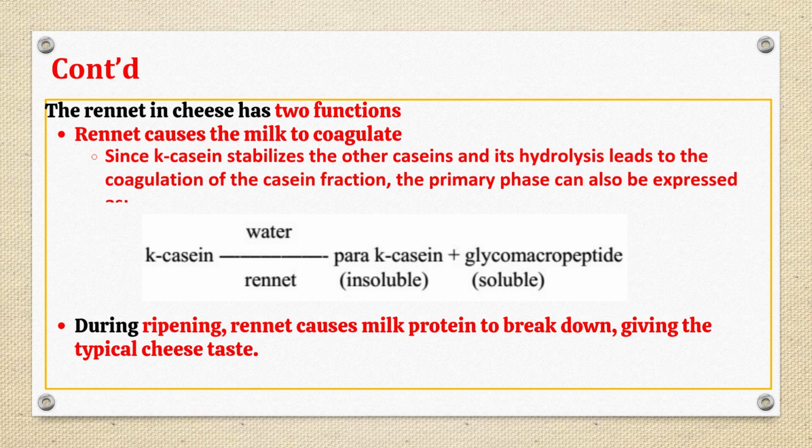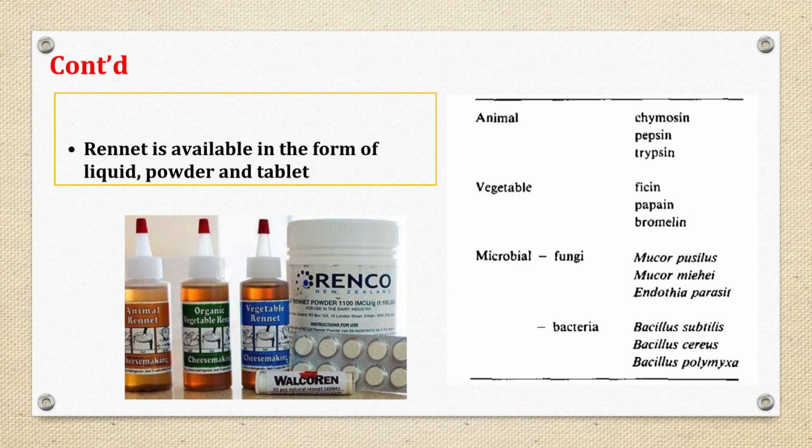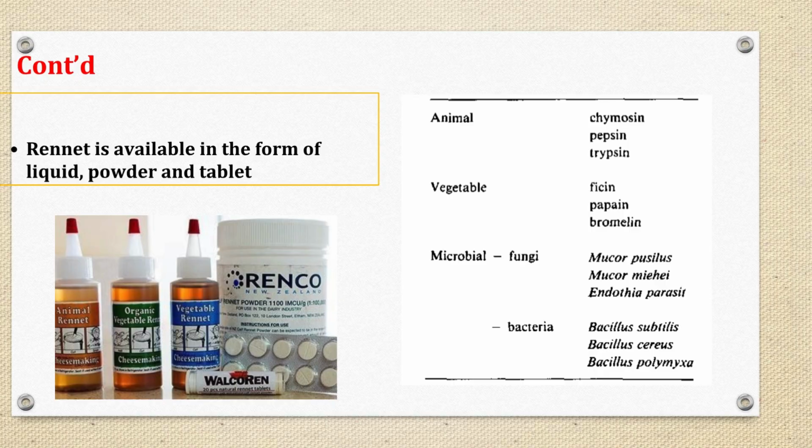And secondly, during the later ripening stage, the rennet continues to work, breaking down milk proteins further, which helps develop the typical complex cheese taste we all love. Rennet is conveniently available in various forms, such as liquid, powder, and tablet. It's also interesting to note that for some soft cheeses, little to no rennet is used at all.